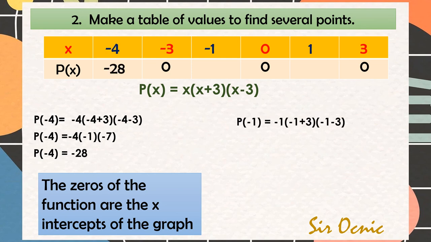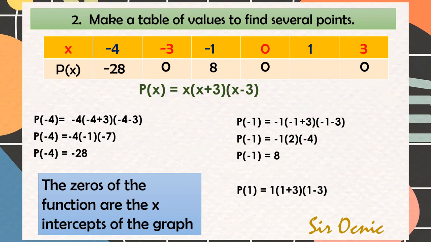Solving for p of negative 1, we will then have negative 1 times negative 1 plus 3 times negative 1 minus 3, which is equal to negative 1 times 2 times negative 4, or simply positive 8. Therefore, if x is equal to negative 1, p of x is equal to positive 8.